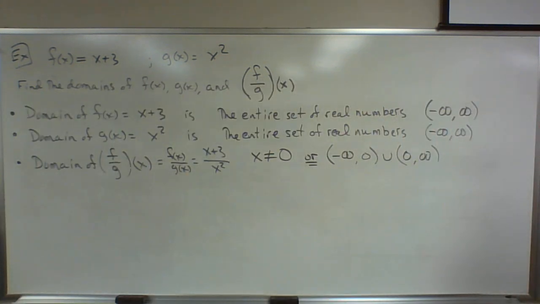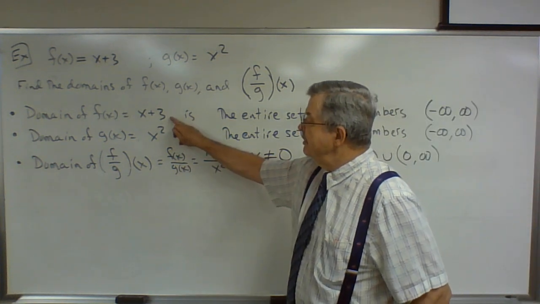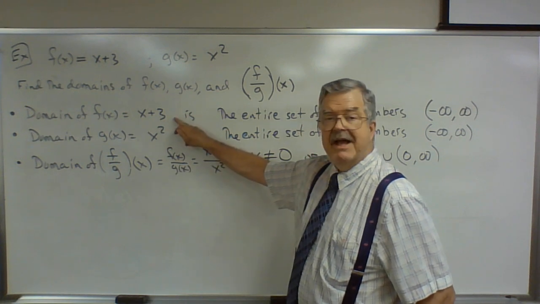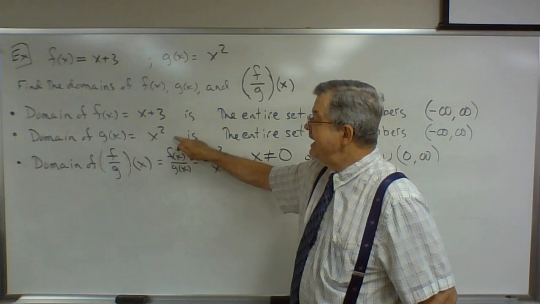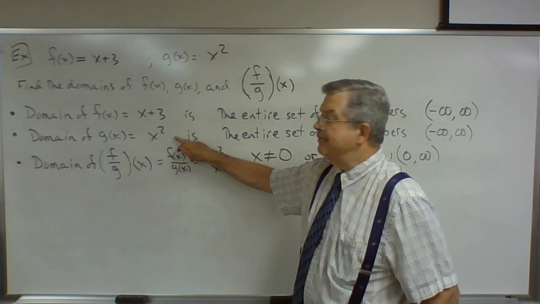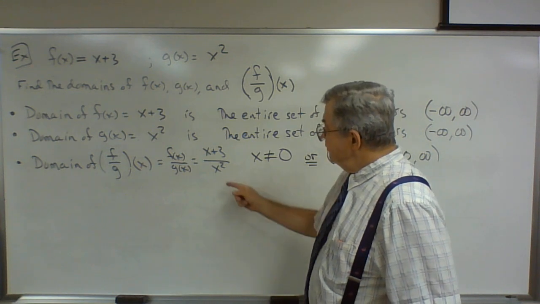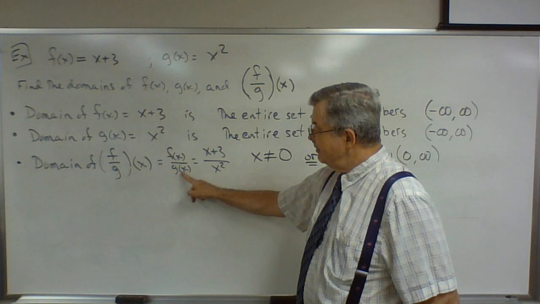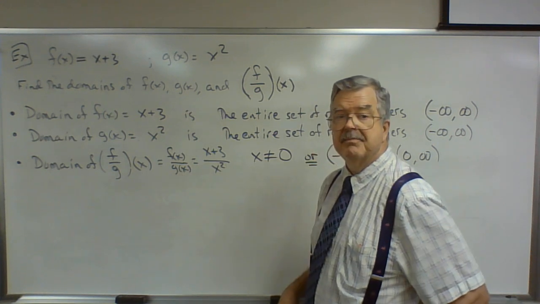So with the quotient function, not only do we exclude from the domain of the quotient function any x values that we exclude from the domain of f of x, and any x values that we exclude from the domain of g of x, but we also have to exclude any x values that make g of x, which is the denominator here, equal to 0.